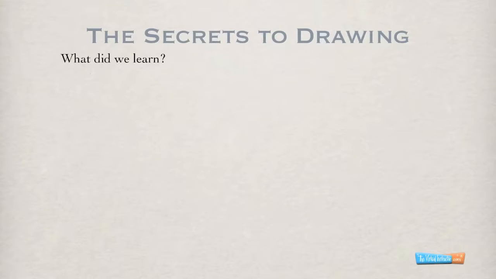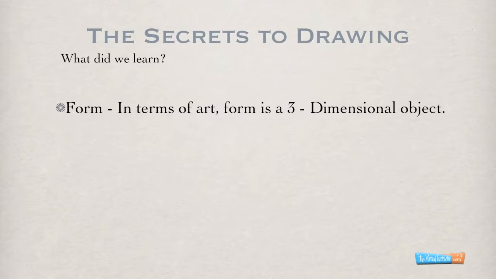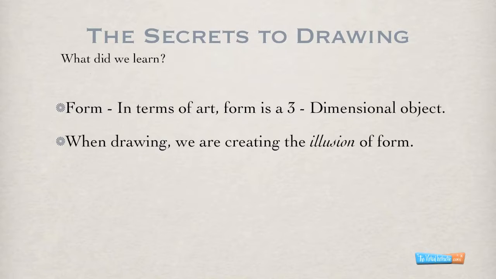Now, what did we learn in this video? Well, first we learned in terms of art, form is a three-dimensional object. Secondly, we learned when we are drawing, we are creating an illusion, and we need to create the illusion of form. In order to do this, we learned that forms have more than one side. We need to include that in our drawings.